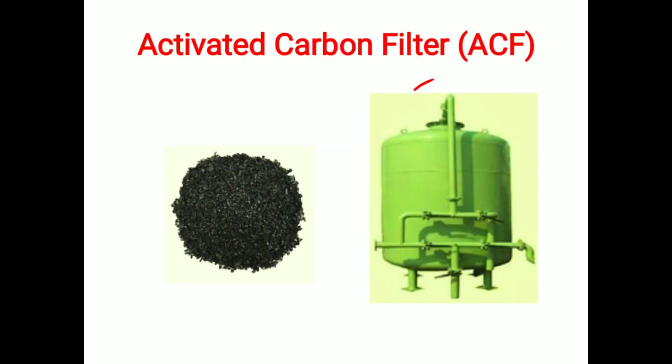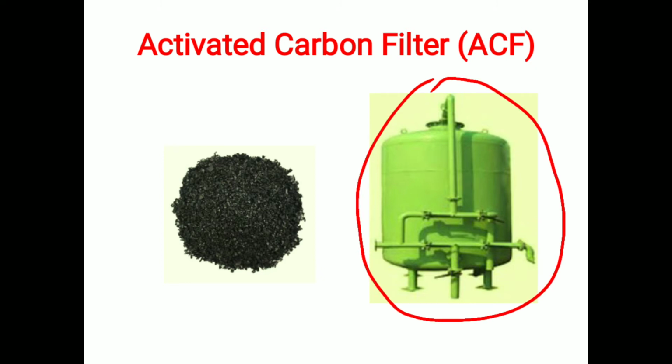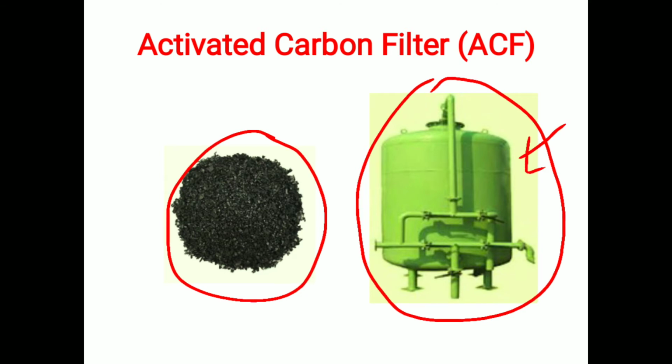This is the image of an activated carbon filter. This type of filter you may have seen in industries like thermal power plants, chemical industries, pharma industries, and also textile industries. These types of filters are mostly installed. And this is the activated carbon, the filter media, which is filled inside this vessel. This vessel is mostly made of mild steel, that is MS, for large quantities, and for small quantities it is made with FRP.